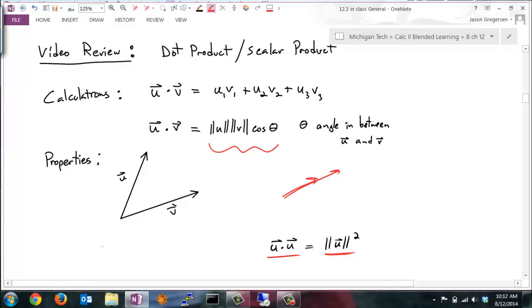So that's our other big property: u dot v equals 0 if and only if u is perpendicular to v. And this is one of the most important properties of the dot product. It tells us when these things are perpendicular; orthogonal is another name for perpendicular. The dot product is a measure of alignment. And we have our two definitions. Those are the big ideas from the videos.